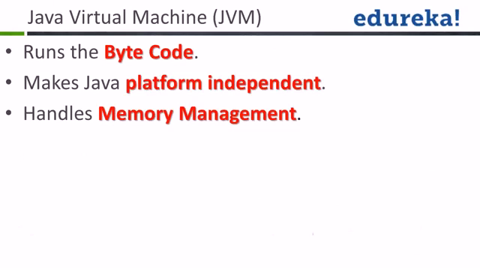Vijay says, is JRE a subset of JDK, and is JDK present in JVM? No. JRE and JDK are two different things, but when you go to the Oracle website and you want to install both of them, you just download the JDK, and along with that you'll find JRE also. They are not subsets of each other. And in JVM you won't find JDK.